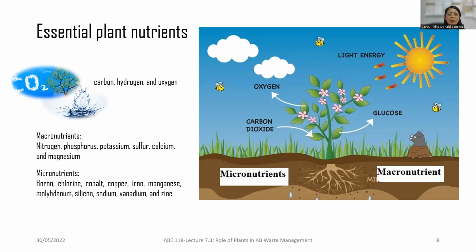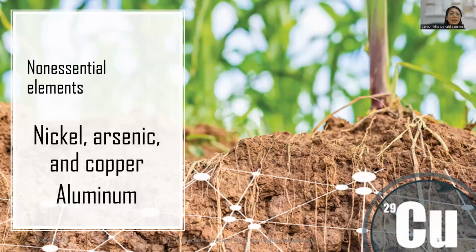So these elements are called micronutrients or trace elements. So we have boron, fluorine, cobalt, copper, iron, manganese, molybdenum, silicon, sodium, vanadium, and zinc. So next are the non-essential elements, or let's just say not needed. And sometimes they cause toxicity or are not good for plants. So we have nickel, arsenic, and copper.